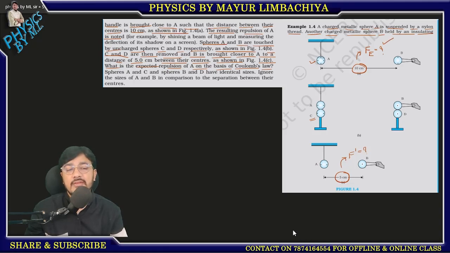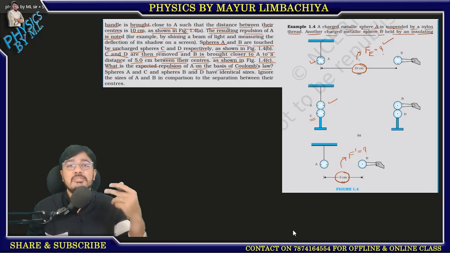First we will find out F, then we will touch sphere A and sphere B with uncharged spheres C and D, and then we will bring sphere B closer to sphere A, 5 centimeters apart from each other, and then we will find the new repulsive force. So hope you understand the definition. In physics, if you understand the definition well, then you can better understand how to solve the problem. So understanding the definition is very important in problem solving in physics.